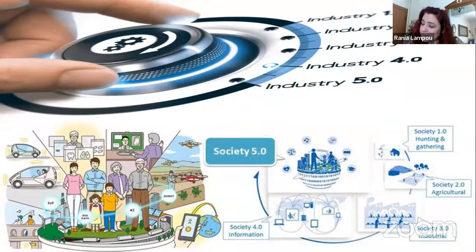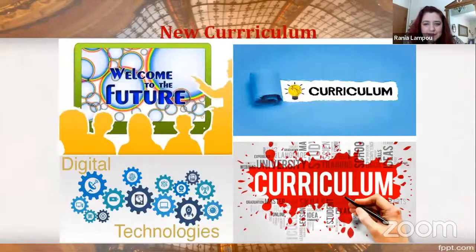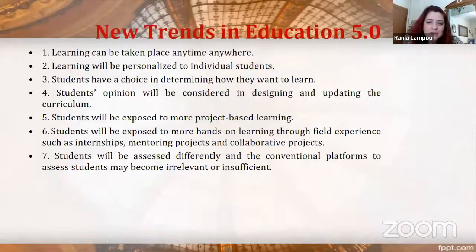we are on the threshold of the fifth industrial revolution, and we talk about the fifth industrial revolution now, and new trends also during and after the COVID pandemic. Learning can take place anytime, anywhere. Learning will be personalized to individual students, so students will be better after they have reached a certain level of mastery, and they can go further. Students have a choice in defining how they want to learn.